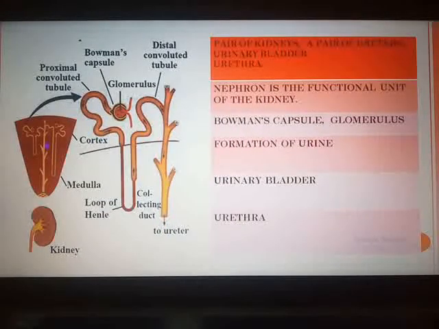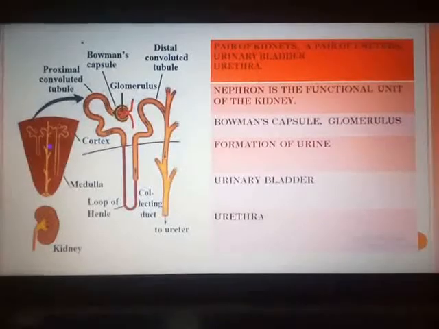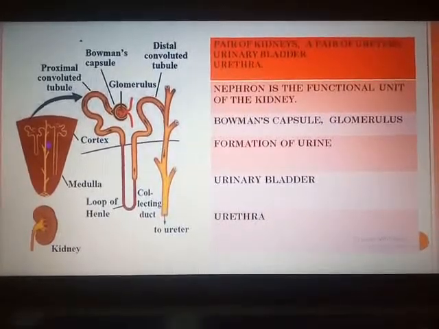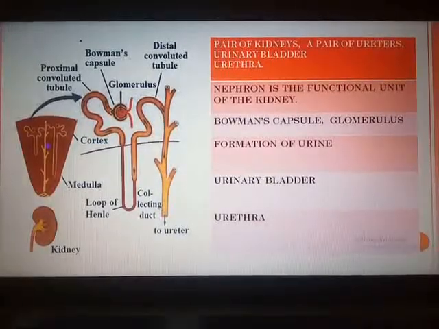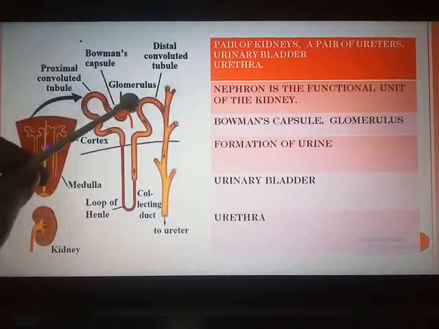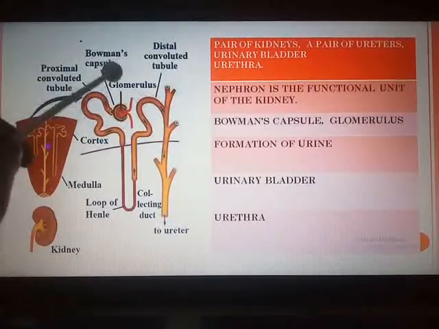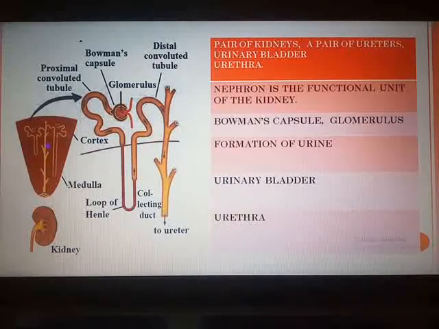In this slide, you can see the photograph of a nephron. Now, each nephron has a cup-like thin-walled upper part which is called the Bowman's capsule. You can see here a cup-like structure. Inside this Bowman's capsule you can see a network of capillaries which is known as glomerulus.